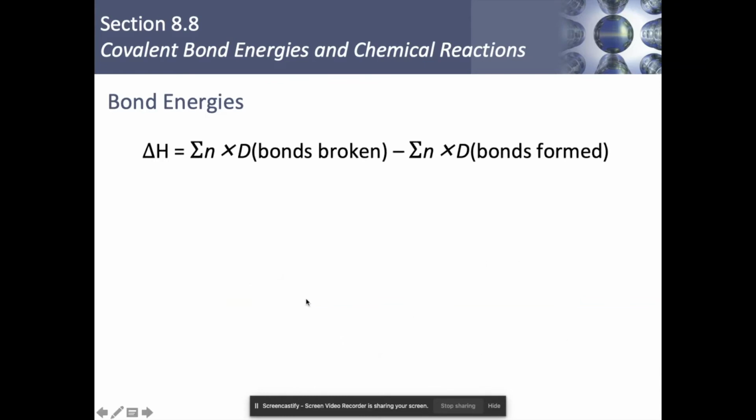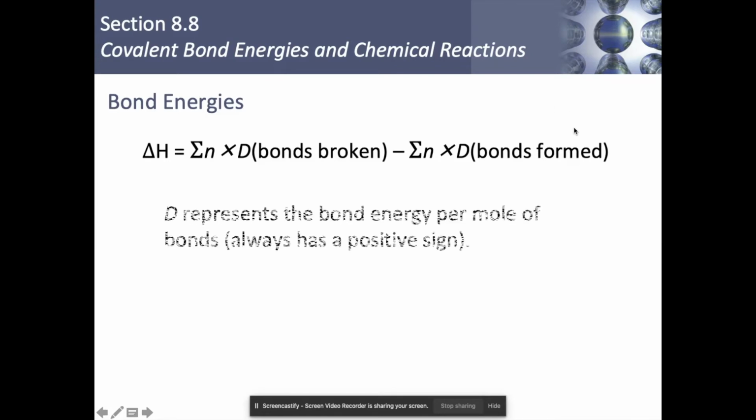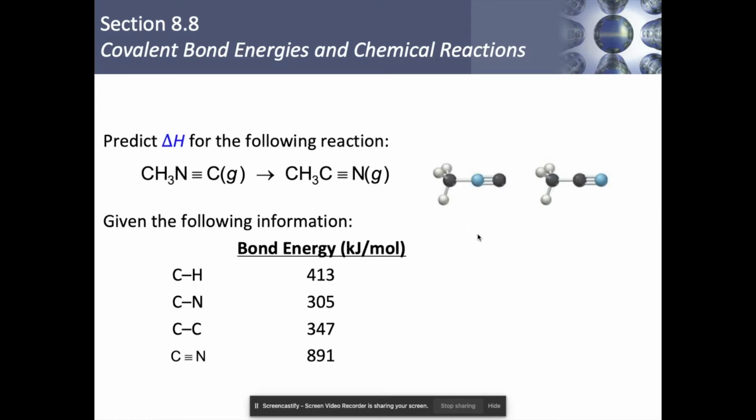So let's talk about how we can calculate these bond energies. So we can calculate bond energy using this equation. So it's the delta H, aka the enthalpy change, is equal to the sum of the number of bonds that are broken minus the sum of the number of bonds that are formed. And so D, like it says here, represents the bond energy per mole of those bonds. They always have a positive sign, and they're always tabulated for you, which is kind of nice. There's always like a nice little table.